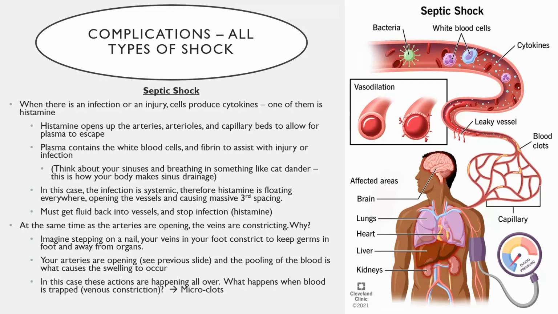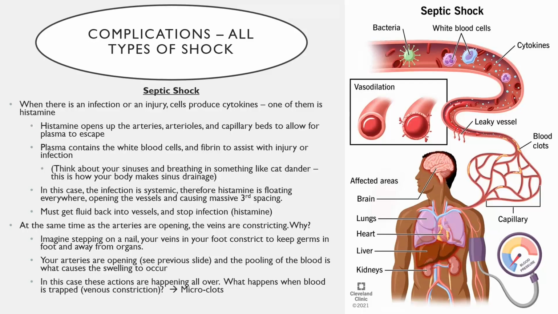In this case, the infection with your septic shock is systemic. So histamine is floating everywhere and the vessels are opening wide open everywhere, causing massive third spacing. So when you widen everything up, things are going to start to leak out into that interstitial space. We never want too much leaking out into that interstitial space because sometimes it's not where it's supposed to be, but also when it gets into that space, it doesn't go anywhere, it just sits there. And we never want anything sitting in the airport. Remember that interstitial space is like the airport.